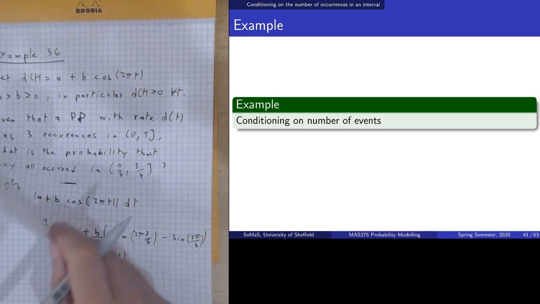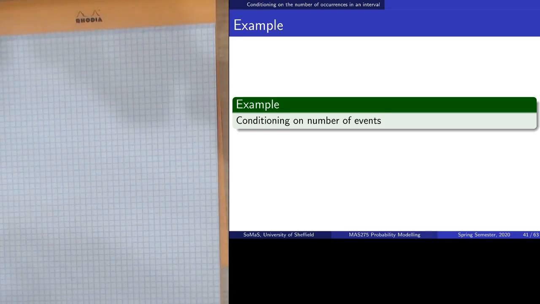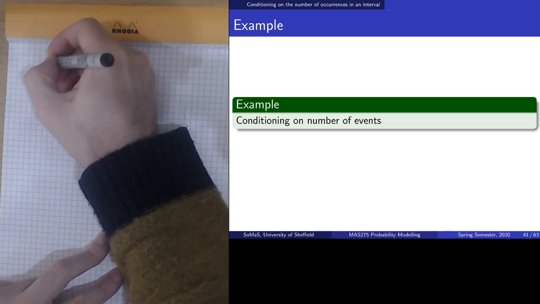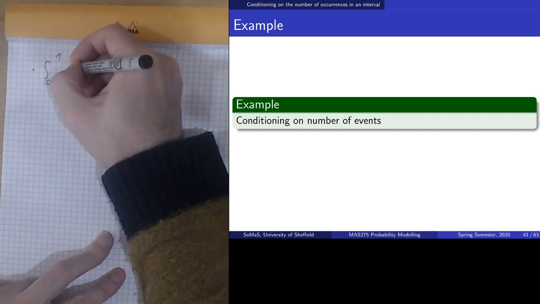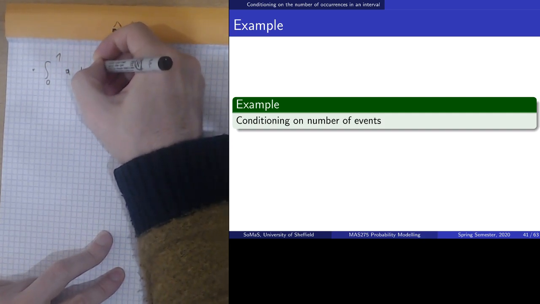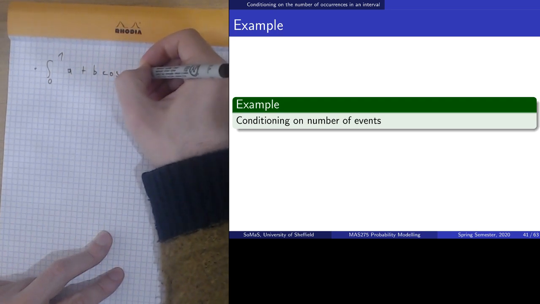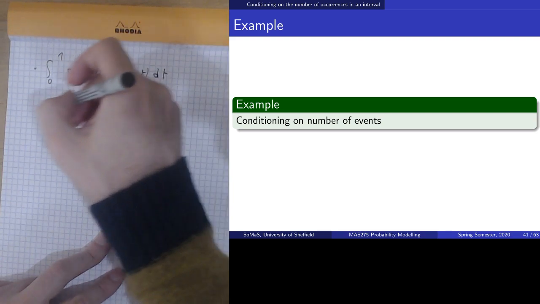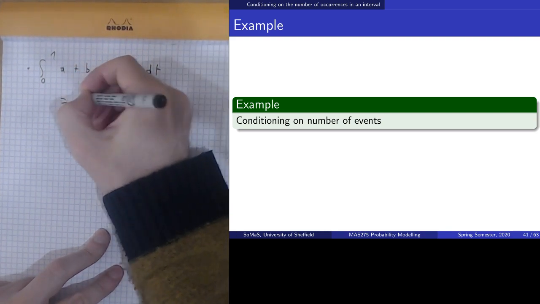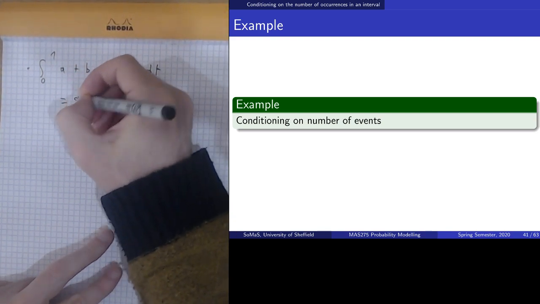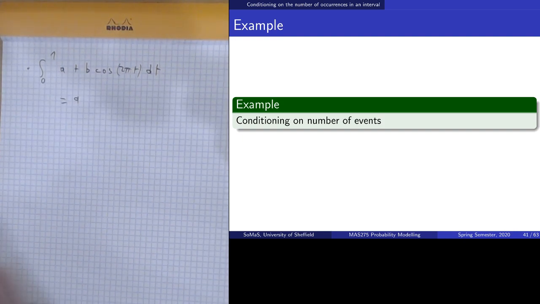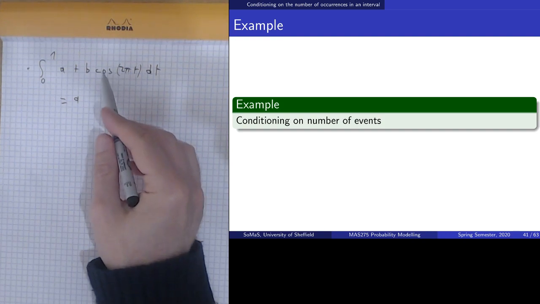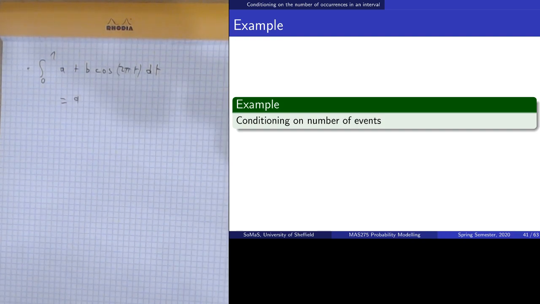And the other, which is going to be easier, the other integral is the integral from 0 to 1 of a plus b cos of 2 pi t dt. And this one is just equal to a. I guess this is something you should know, but when you integrate a cosine over the whole period, you always end up with 0.